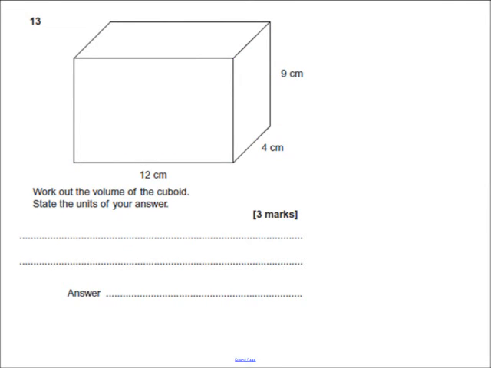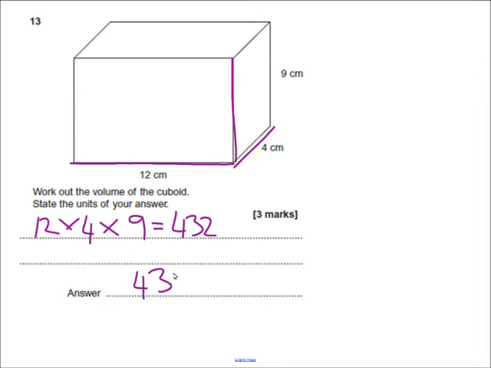Question 13 gives us a cuboid, and it says work out the volume of the cuboid. So we need to multiply our length by our depth by our height. So it's 12 times 4 times 9. So show the examiner what you're doing and entering into your calculator. And I get 432. And 432 on the answer line.